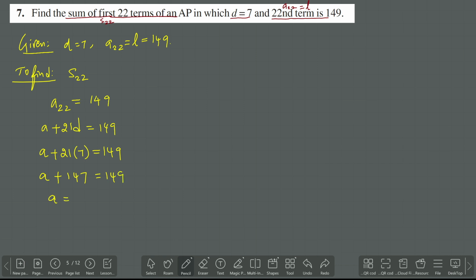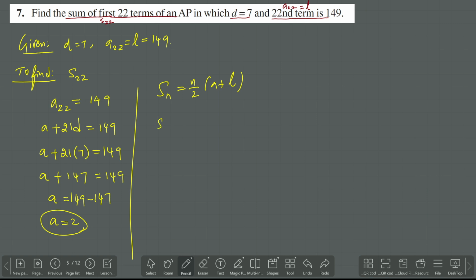When I send this opposite, what is happening? Subtract. So 2 is the answer. So a equal to, what am I getting? 2. A value, what, my dear? 2. Take the a value. They asked to find S22. Then the sum, that means Sn equal to n by 2 into a plus l. I am going to use the n value. They said S22, 22, not n. 22 divided by 2. A value, we got that 2.